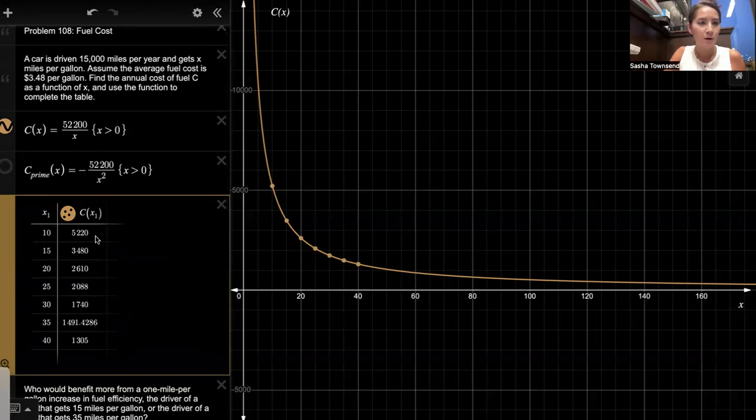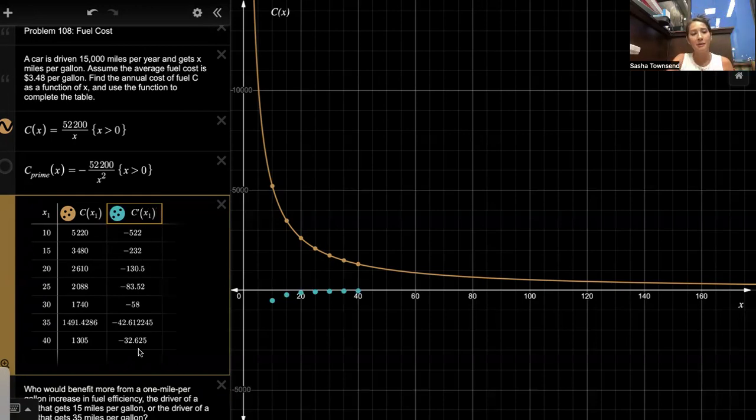And then we're asked also to compute C prime. Now, if we just type C prime of X1, it automatically populates that table. We can find C prime ourselves by hand by doing just a little bit of algebra. And so we will rewrite this expression first, and then we'll use the power rule to get this expression. I'll do that on paper.